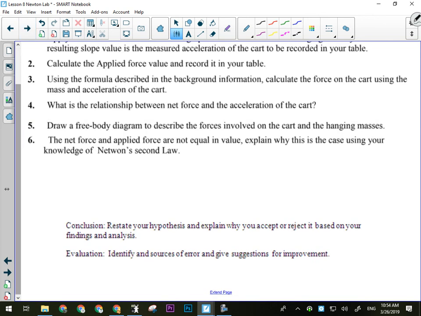And then as always, conclusion: restate your hypothesis, explain why you can accept or reject it based on what happened, and sources of error. How can you eliminate them? That kind of thing.